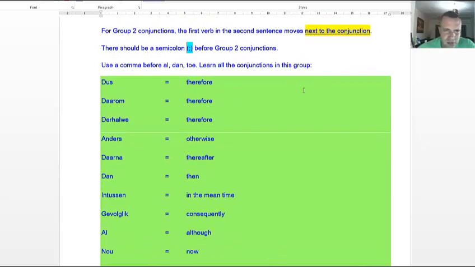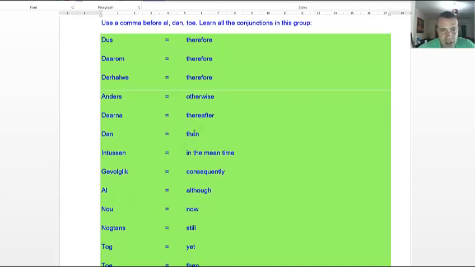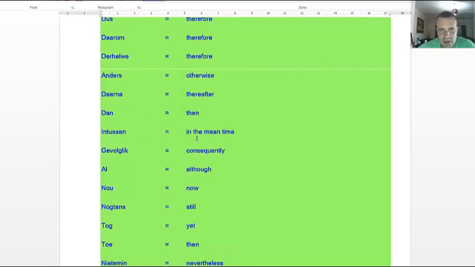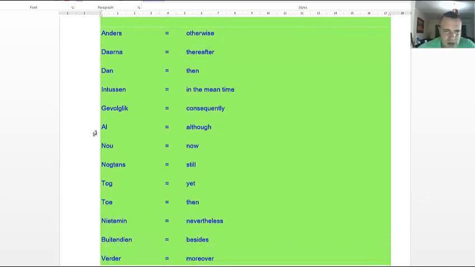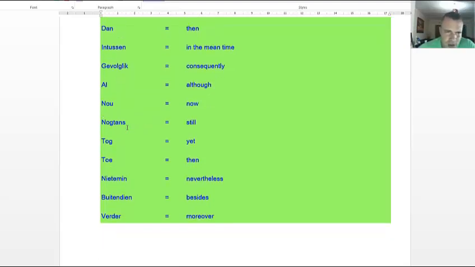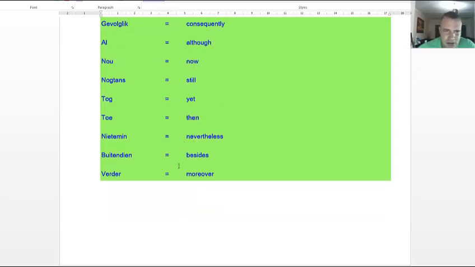Okay, so dus, therefore, daarom, therefore, derhalve, therefore, anders, otherwise, daarna, thereafter, dan is and then, so like then, intussen, in the meantime, okay, gevolglik, consequently. I studied hard, consequently I did well in the exams. Al is a very popular one. Al. So I go to school although I'm actually sick. Nog is one. Nog dan stil. Toch is yet. It's a popular one. Toe. Then. Nietemin. Nevertheless.